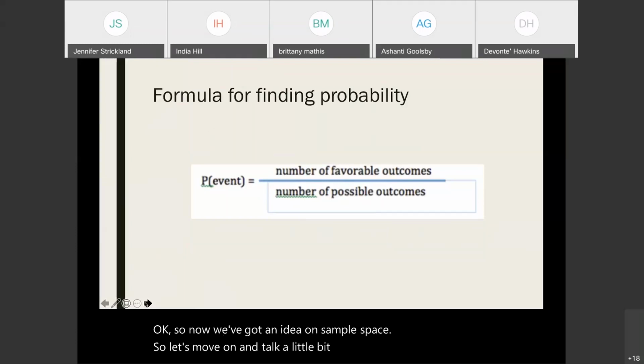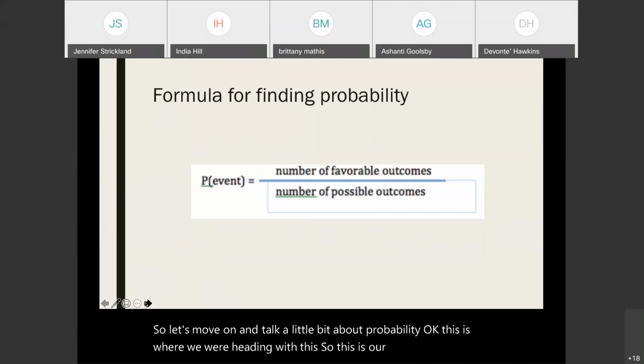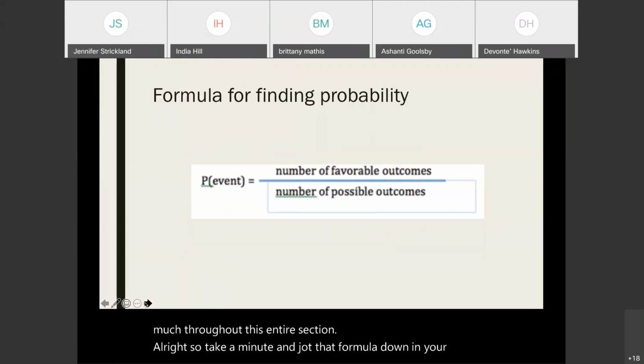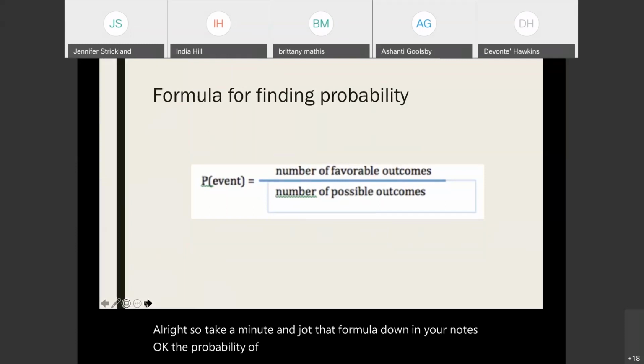Okay, this is where we were heading with this. So this is our classical probability. We have one formula that we're going to use pretty much throughout this entire section. So take a minute and jot that formula down in your notes. The probability of an event is equal to the number of favorable outcomes over the number of possible outcomes.